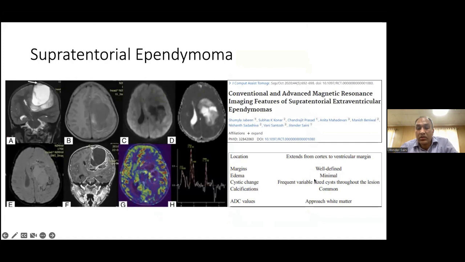Edema is minimal in these cases. Cystic changes are very frequently present. They can show calcifications very commonly, and ADC values can approach white matter values. So these are some of the clues to the diagnosis, but whenever I'm not able to fit a case into any of the entities, I will think about an ependymoma, this kind of exclusionary diagnosis.